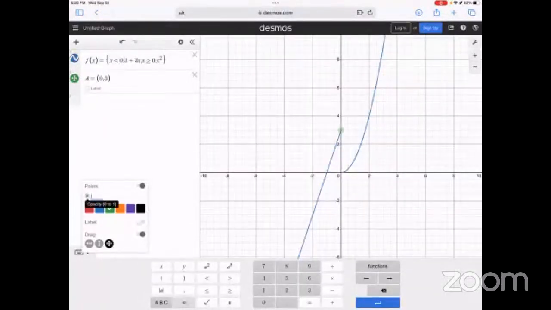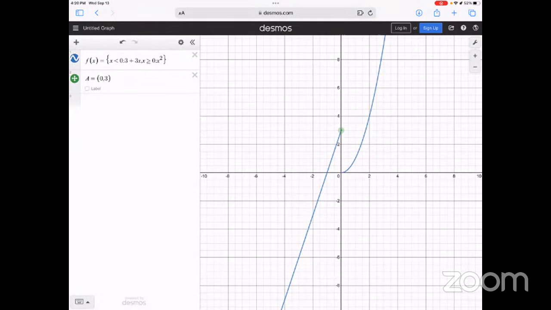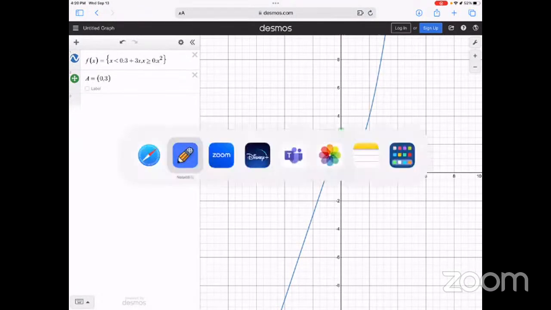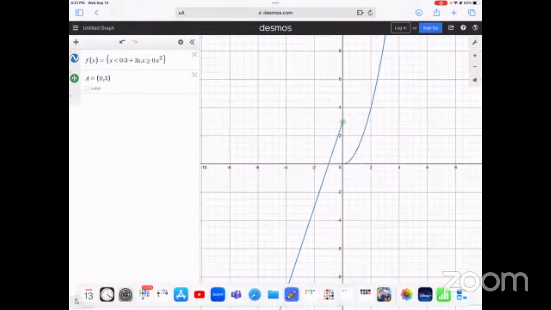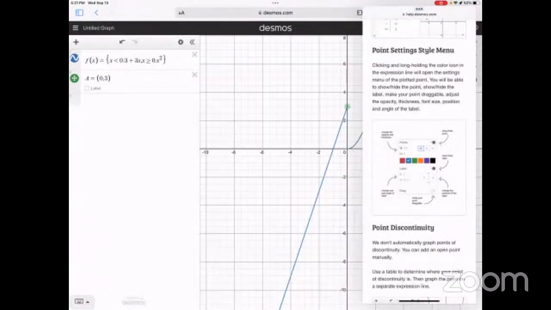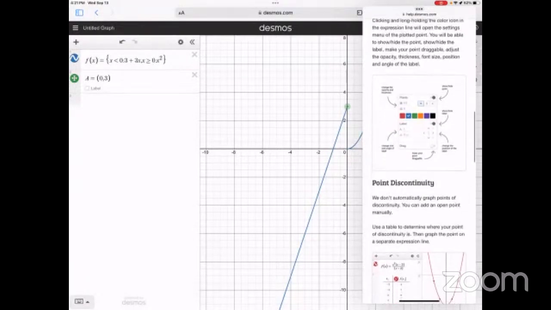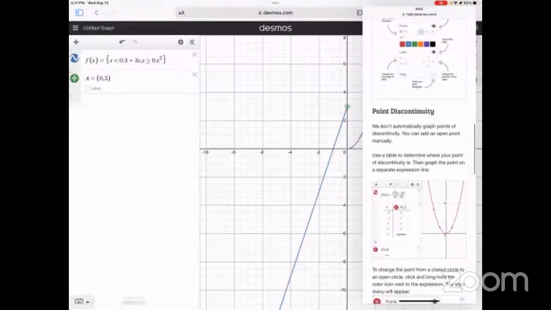What else could I do? It's not there. So we don't have that as an option. Change the position, change the size and angle. Okay, we don't automatically graph points at this. You can add an open point manually. Use a table to determine your point, then graph the point on a separate line.